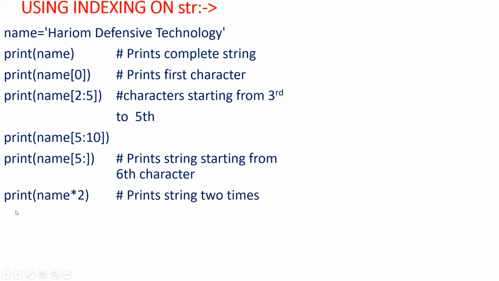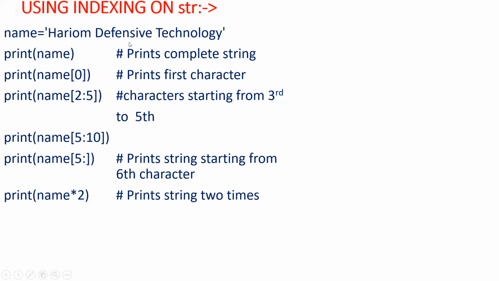Now here is another demo. Print name star 2. You know star is meant for multiplication, but here the concept is totally changed. You will get the string printed 2 times: Hariom defensive technology, Hariom defensive technology. Suppose I'm writing name star 5. Then we will get the same whole string 5 times. Got my point or not?